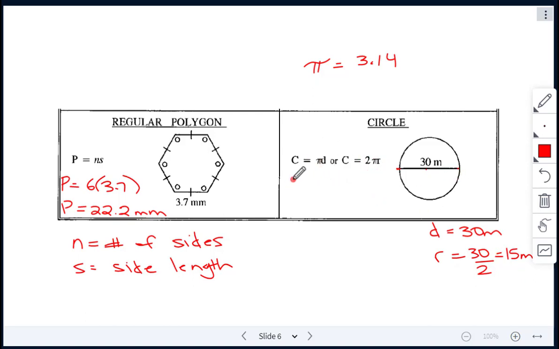We can use pi d or 2 pi r. Since we already have the diameter, we're just going to multiply 3.14 for pi times 30 for the diameter, which gives me 94.2 meters. You can try that with the other equation as well. If we use C equals 2 pi r and r is 15, you get the same answer: 2 times 3.14 times 15 still gives us 94.2.